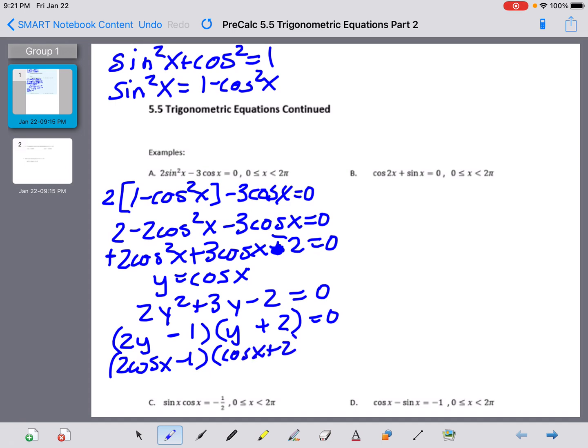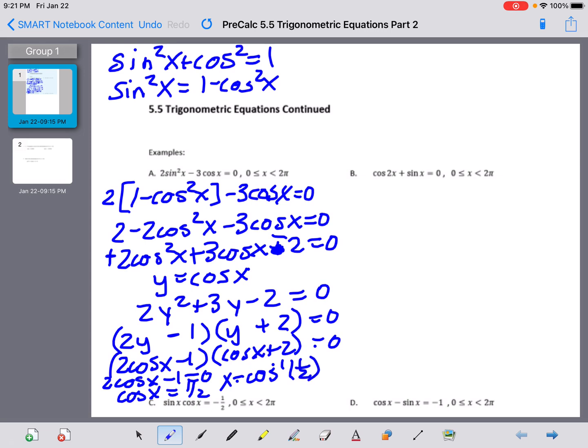Okay, now I replace that back with my cosine, so I get 2 cosine x minus 1 times cosine x plus 2 equals 0. And now that I have two factors multiplied to make 0, I can make either one of them equal 0. So 2 cosine x minus 1 equals 0. I'm going to just work this one for a little bit. I'm going to add 1 and divide by 2, so cosine x is going to equal 1/2. Take the inverse, and x is going to equal the cosine inverse of 1/2, right?